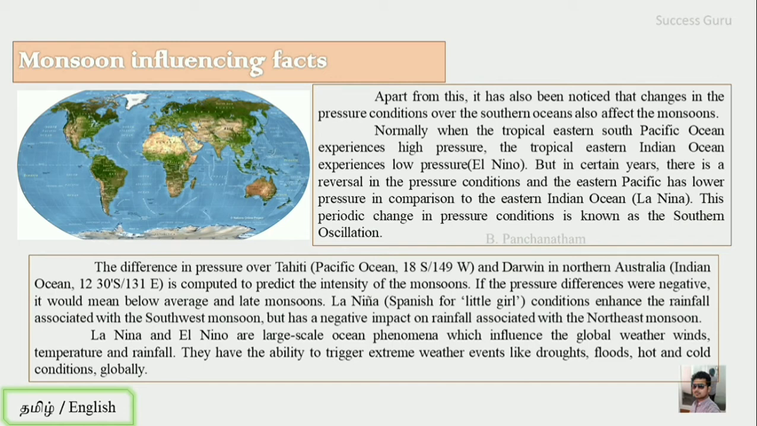When the pressure difference is, say, negative, then it would be a below average and late monsoon. The La Nina that we mentioned earlier, which in Spanish means little girl, enhances the rainfall associated with the southwest monsoon, but has a negative impact on the rainfall associated with the northeast monsoon. La Nina and El Nino are large-scale ocean phenomena which influence global weather, winds, temperature and rainfall, and they have the ability to trigger extreme weather events like drought, flood, and hot and cold conditions globally.